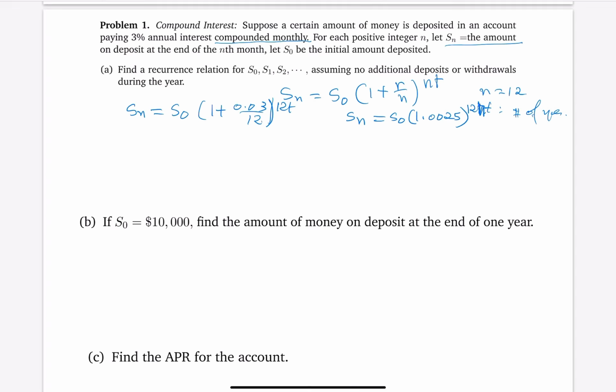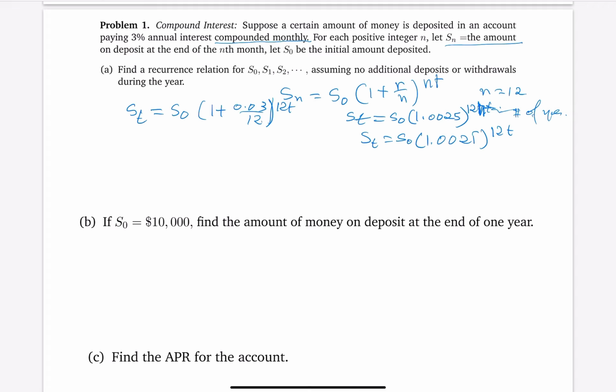Don't make it 12 to the n because we have Sn. Or you can say just St is equal to S0 times 1.0025 to the 12T. Let's make it T here.